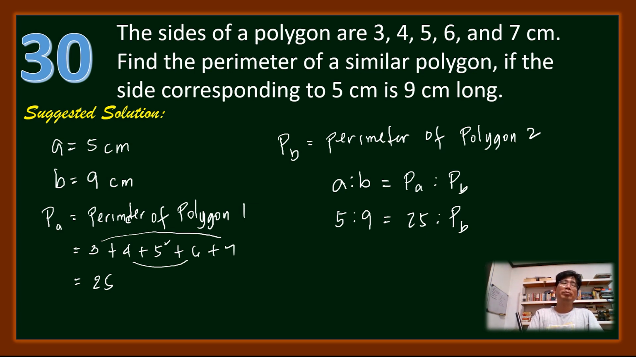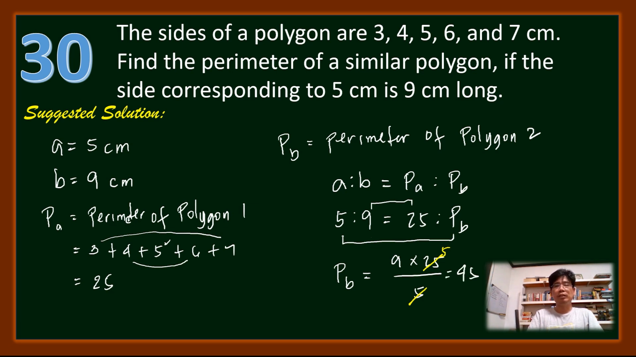By the cross-product property of proportion, the product of the means equals the product of the extremes. So from this, we can form an equation solving for the perimeter of the second polygon, P sub B. This is equal to 9 times 25 divided by 5. 25 over 5 is 5, so we have 9 times 5, 45 centimeters.